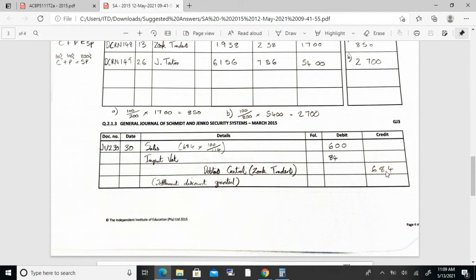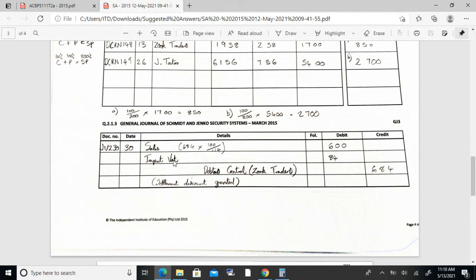Then obviously we plug in the full inclusive amount. Then we move on to the next one, which is sales. We already know that we're debiting sales because it's going down, but we need the VAT exclusive amount. So here you can see I said 100 divided by 114. That's how I got my 600.